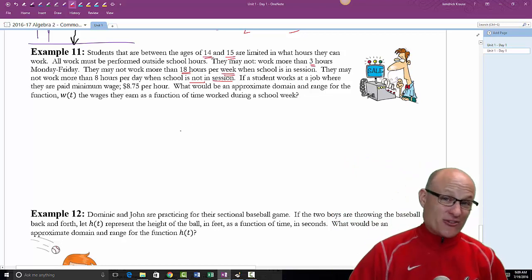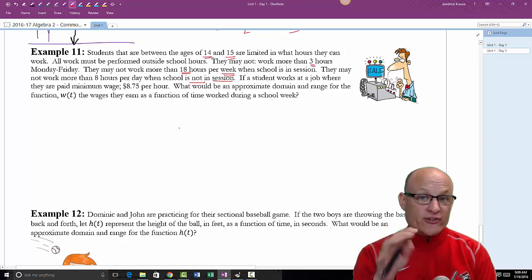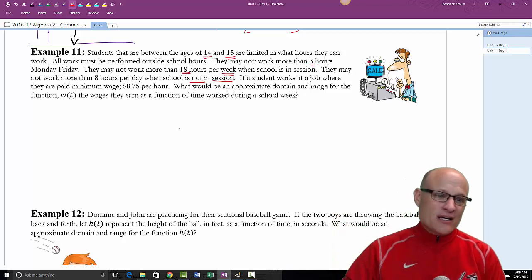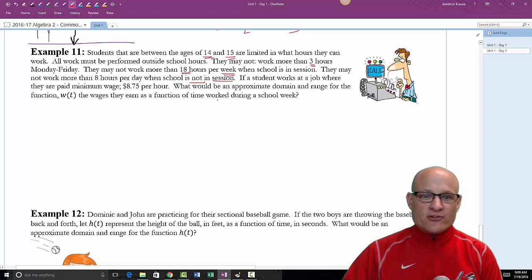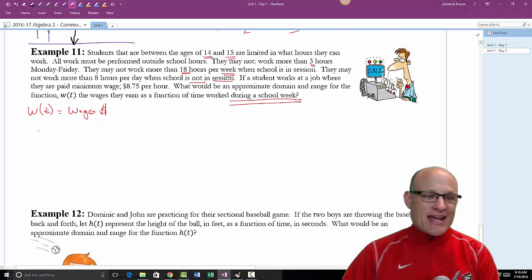Now, before I can answer that, I got to answer one very specific question. Is school in session, or is school not in session? If school's in session, the most I can work is 18 hours. All right, so in this case, function of time worked during a school week. So W of t, remember, stands for my wages. How much money am I going to make? And t is my time, and this, of course, is in hours.